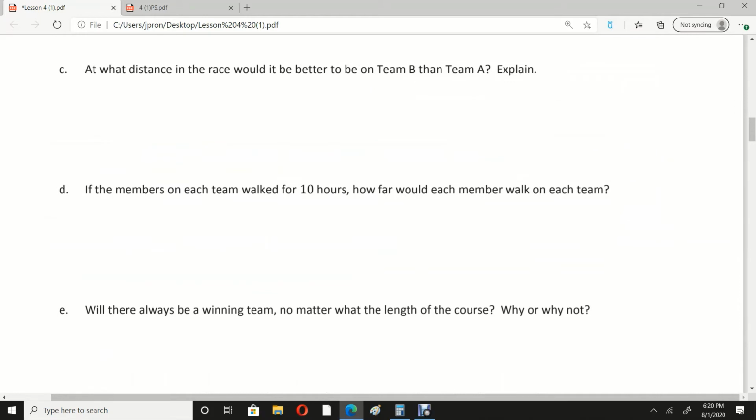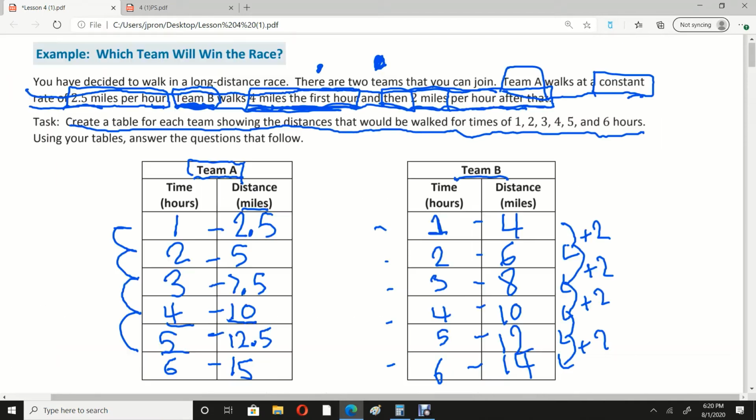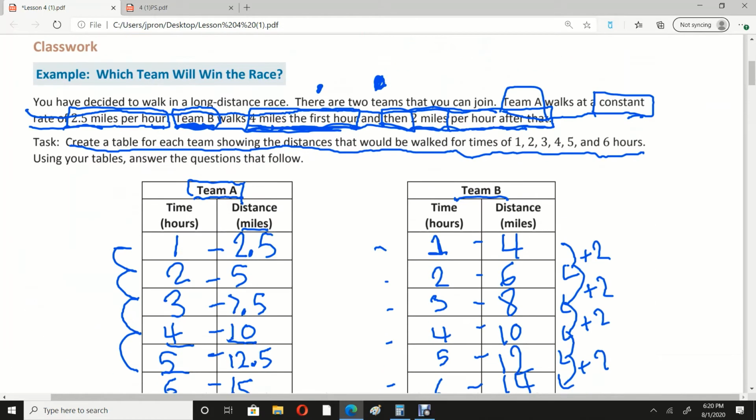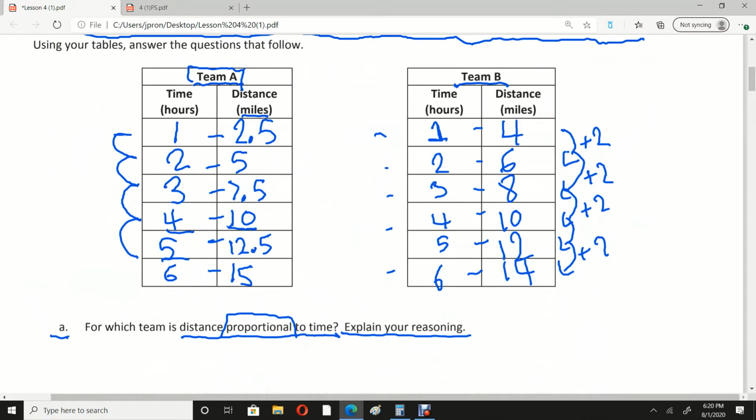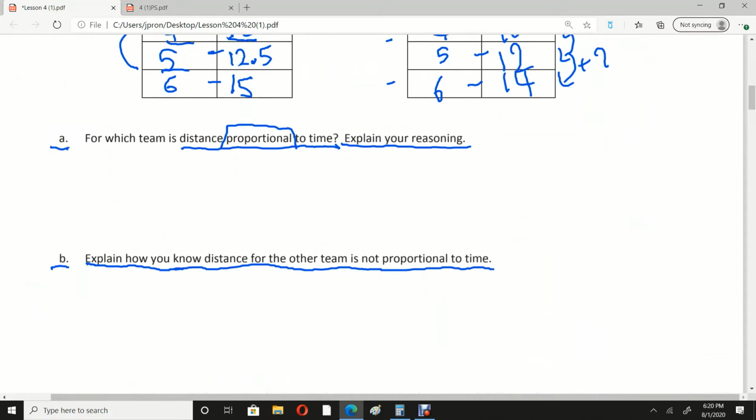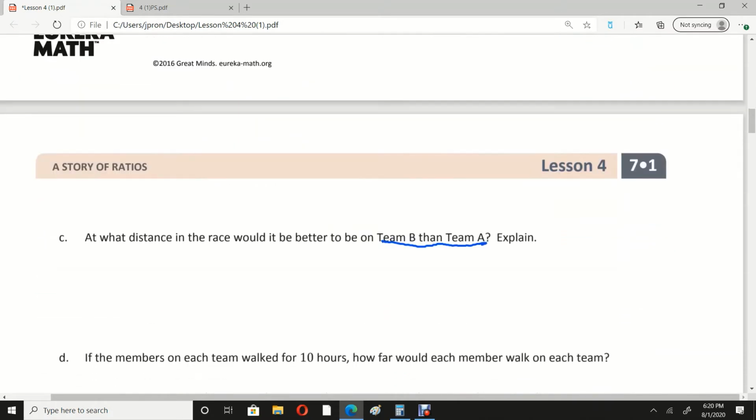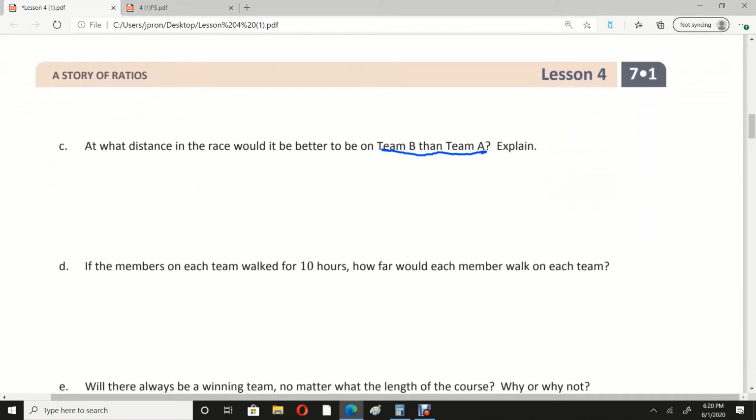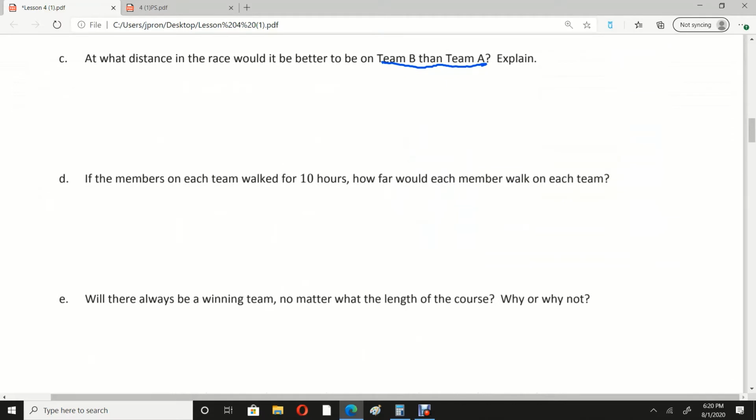Part C, at what distance in the race would it be better for Team B than Team A? So, for this one, you can go look at your chart right here that we worked on together, so you can reflect back on the information from the chart. At what distance is Team B better off than Team A? Explain why. Use complete sentences.